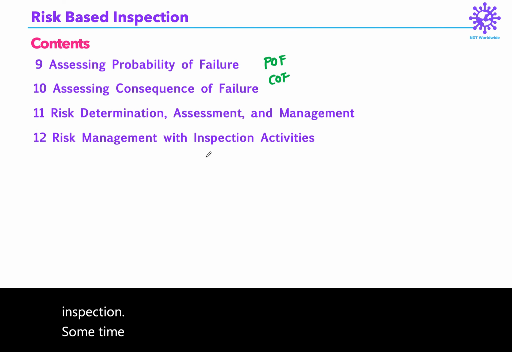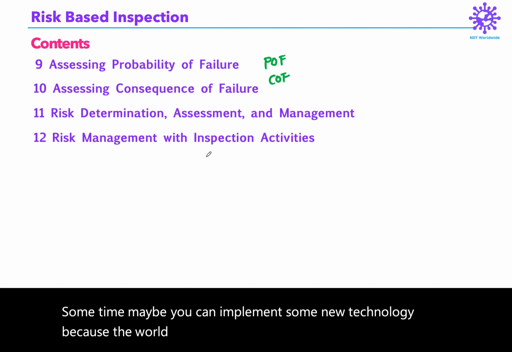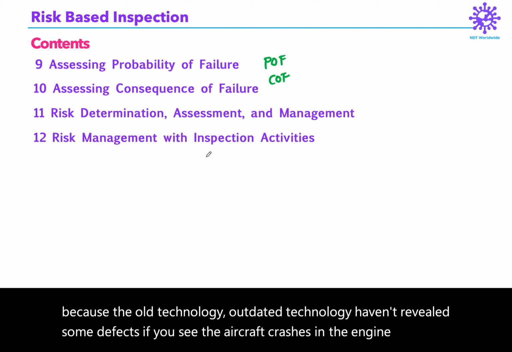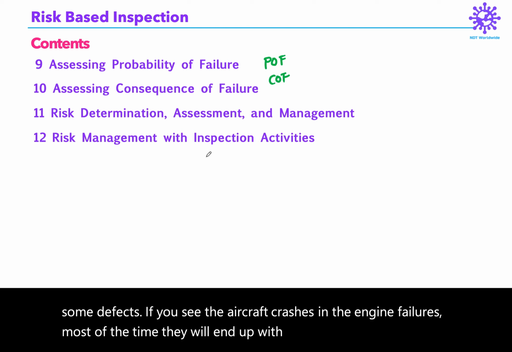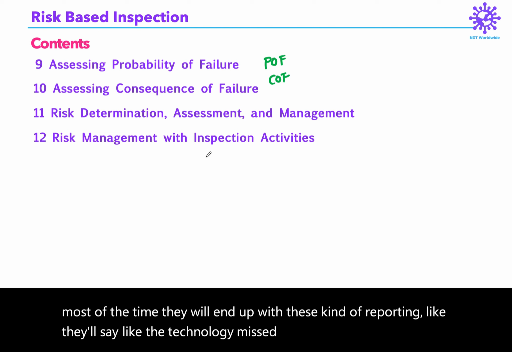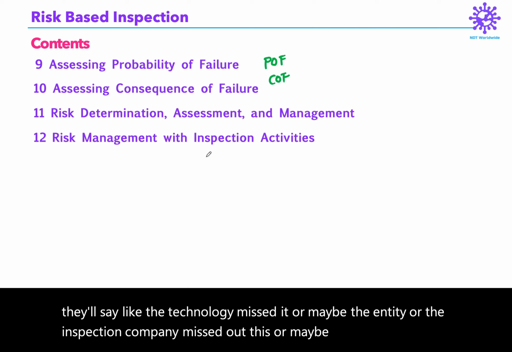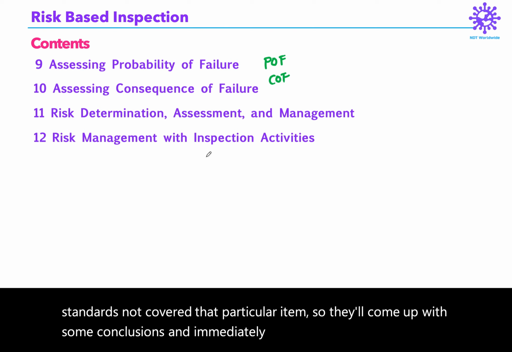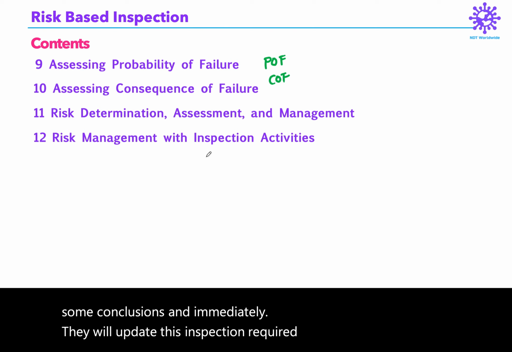Sometimes maybe you can implement some new technology, because the old, outdated technology hasn't revealed some defects. If you see the aircraft crashes, the engine failures, most of the time they end up with these kinds of reports. Like they'll say the technology missed it, or maybe the inspection company missed this, or maybe the codes or the standards did not cover that particular item. So they'll come up with some conclusions and immediately they will update the inspection requirements.